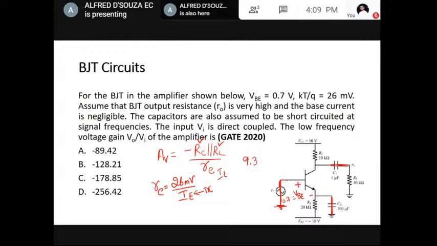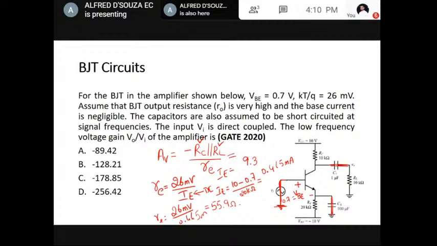So IE, you can calculate IE as 10 minus 0.7, that is the difference, divided by resistance, that is 20 kilo ohm. So I'll get the value of IE as 0.465 milliampere. So substitute this value here. So you'll get RE as 26 millivolt divided by 0.465 milli. So you'll get RE to be equal to 55.9 ohm. Okay, once you know RE, you know RL, RC, you can calculate the voltage gain.